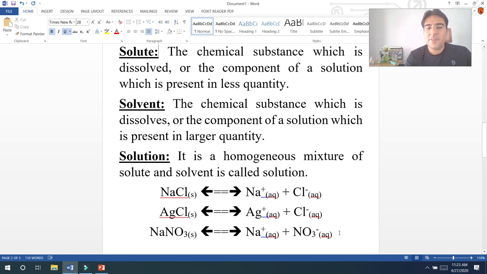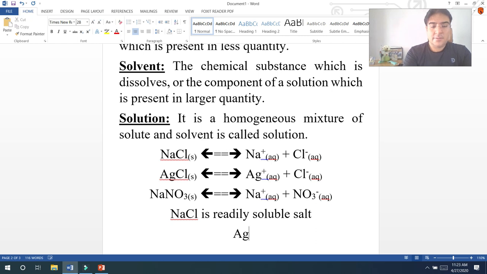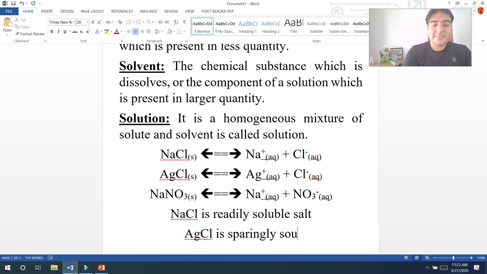So from here, if we compare NaCl and AgCl, we are going to write here: NaCl is a readily soluble salt in water, and AgCl is a sparingly soluble, meaning little soluble, salt. Now, why is it so?